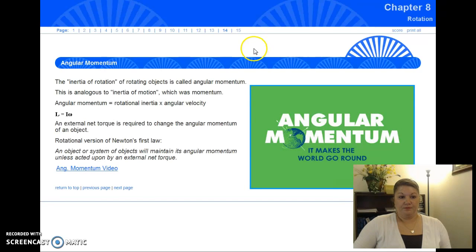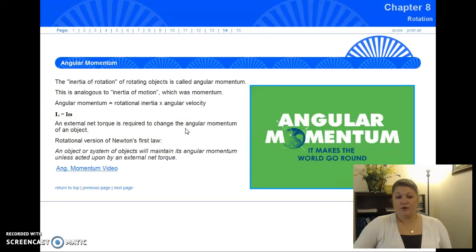Angular momentum is conserved always, just like linear momentum in chapter 6. All right? So, remember, linear momentum was mass times velocity, right? Well, mass is a measure of inertia, all right? Same thing here. Angular momentum is based on inertia times the angular speed. Can you see the similarities? All right?